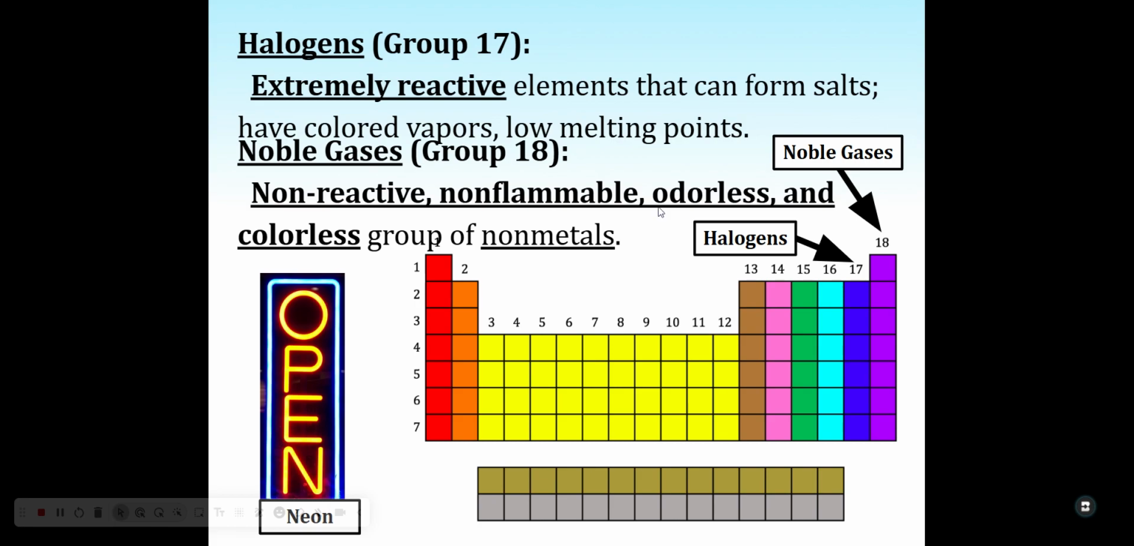They're non-flammable, they're odorless and colorless, which is kind of ironic when you talk about the fact that neon is used to make colored signs. But that's more the powder that they put in the sign versus the neon itself.